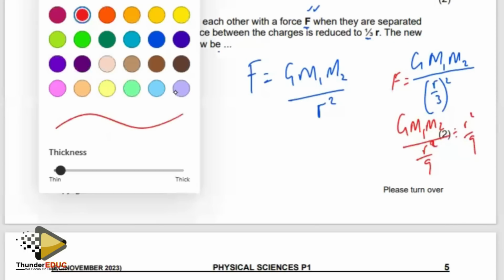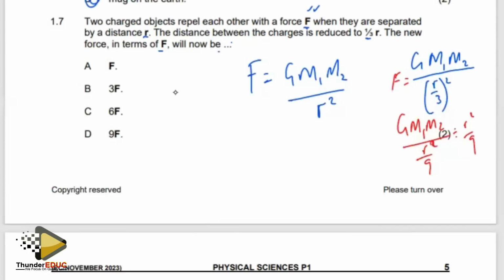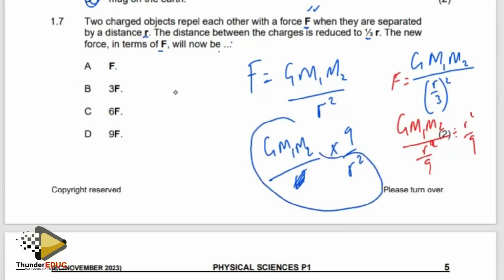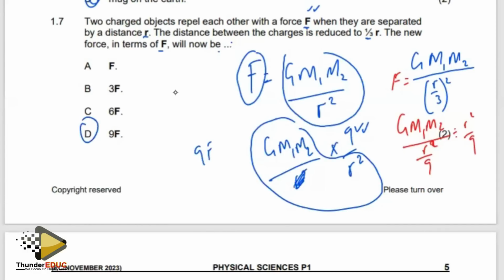So if we switch the sign to multiplication, we're just gonna have G m1 m2 times 9 over r squared. Now this is the whole of that, G m1 m2 over r squared, but we have something extra, which is the 9. Okay, so if this whole thing is F, then this is going to give us 9F, which is option D.